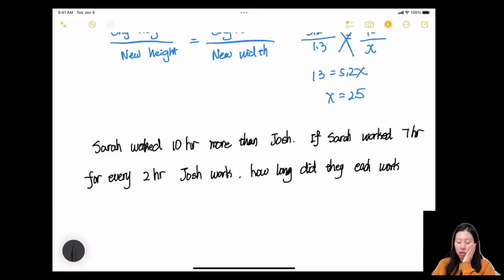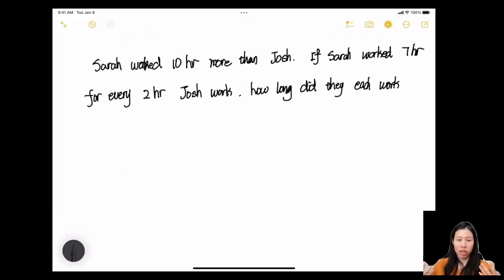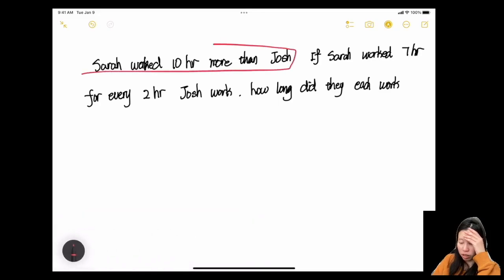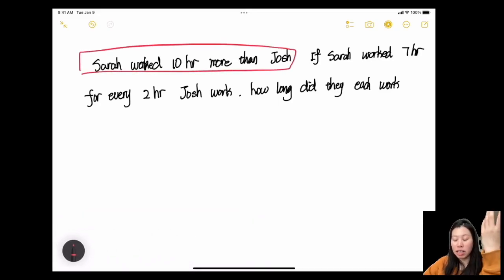So here's the question. Sarah works 10 hours more than Josh. If Sarah works 7 hours for every 2 hours Josh worked, how long did they work together? First of all, you need to understand what the first sentence means. It means, in reality, Sarah worked 10 hours more than Josh.